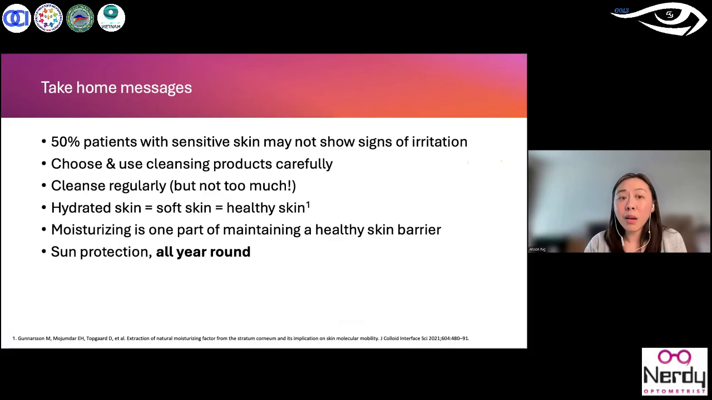Moisturising is only one part of maintaining a healthy skin barrier. And the most important thing that I just talked about a moment ago is also sun protection. And, you know, here in the Northern Hemisphere, it is our summer, so it's front of mind for us here. But I think it's really important that sun protection all year round is absolutely critical.